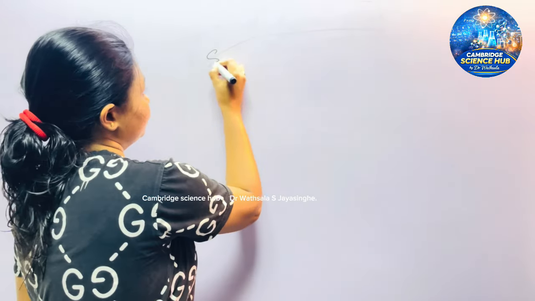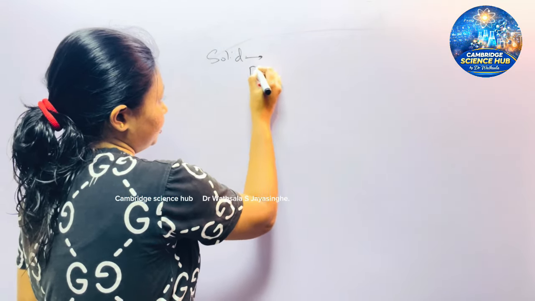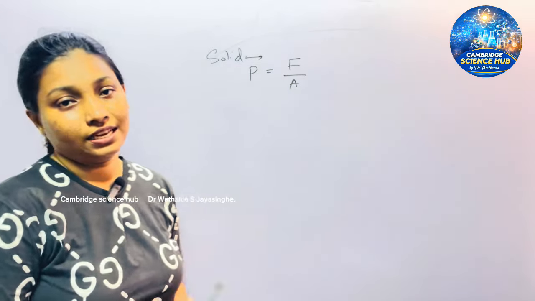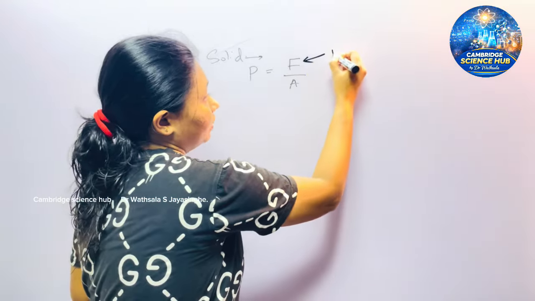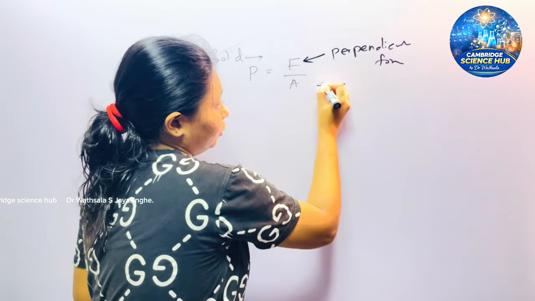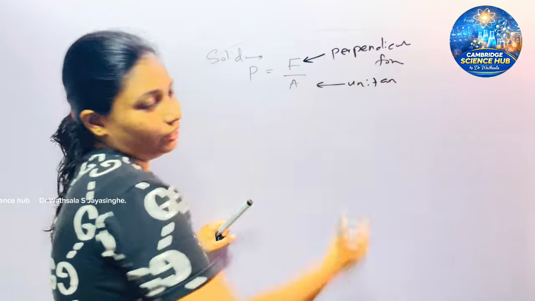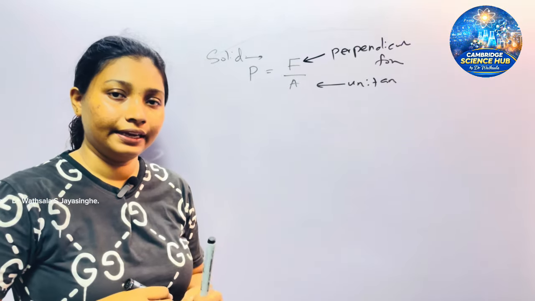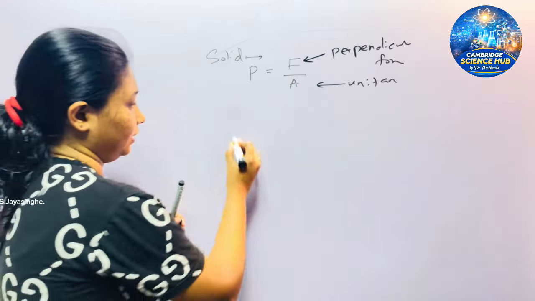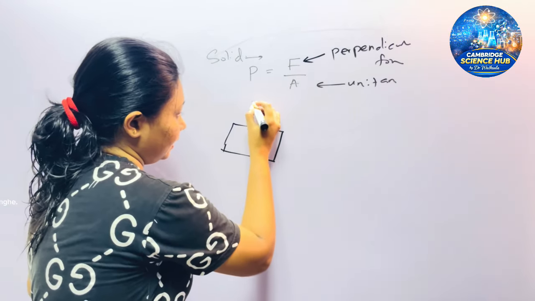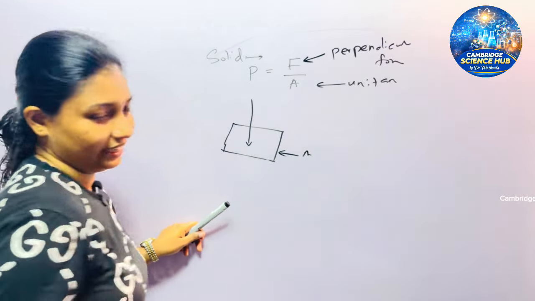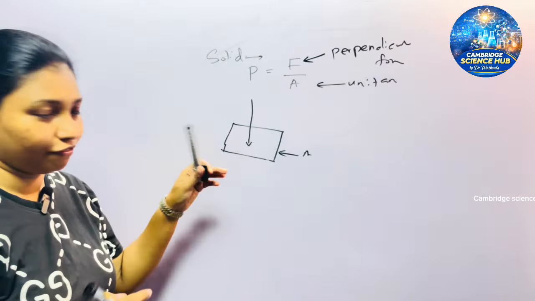Okay. Now for the solids, pressure is force over area. This force is not just force. This force is actually the perpendicular force. Okay, keep in mind that word, perpendicular force over a unit area. So when you just hear the word perpendicular, you get the idea. That means the angle should be 90 degrees. So if the object is like that, and the force must be 90 degrees to it, then you have to divide it by the area. That is how P equals F over A has come.